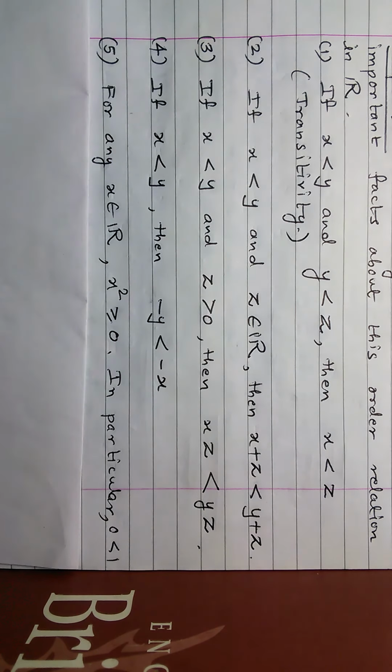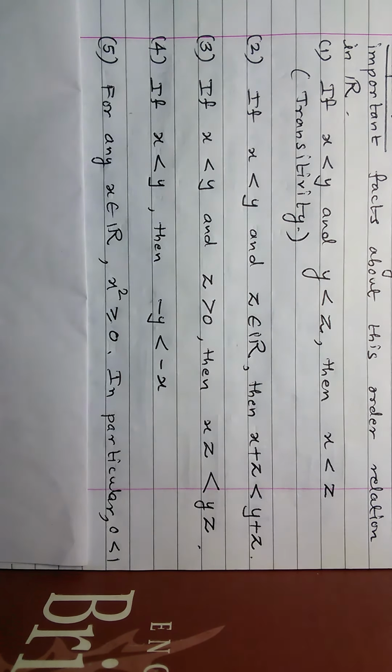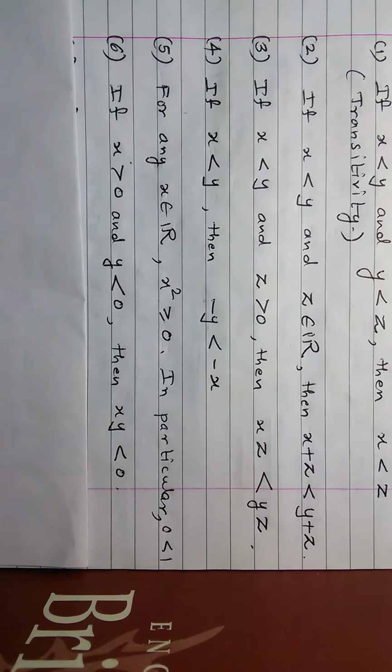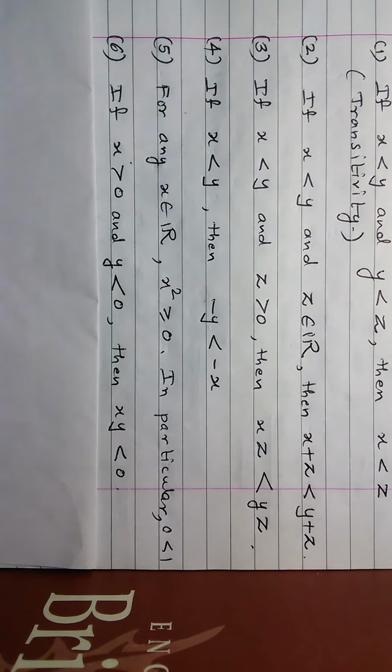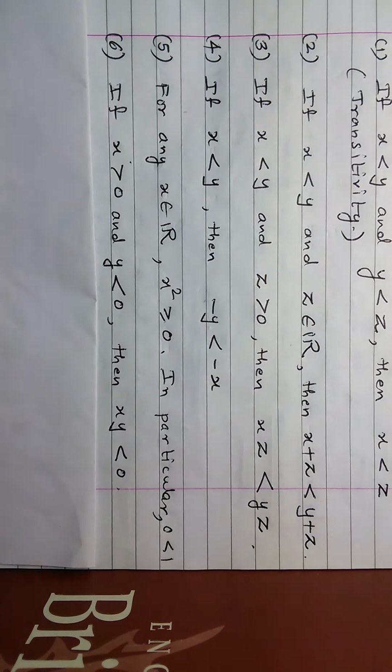Then you have, for any real number, its square is always greater than or equal to 0. In particular, 0 is less than 1. Very obvious, but still we are writing it. Then you have a positive real number and a negative real number. The product is obviously going to be a negative number. But see how it is written. If x is greater than 0 and y is less than 0, then you have the product, that is xy, less than 0.